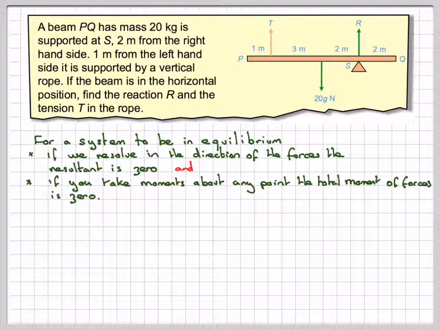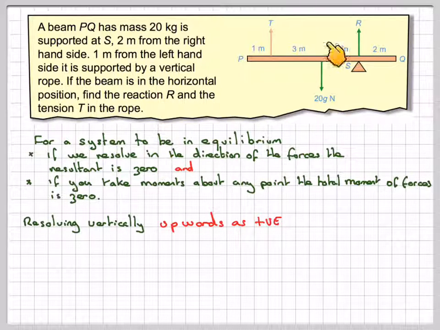Let's just add in here the moment of forces is 0. Okay, resolving vertically, and we're going to take upwards as positive and downwards as negative. We're going to have R plus T in the upwards direction, minus 20 newtons, will be equal to 0.